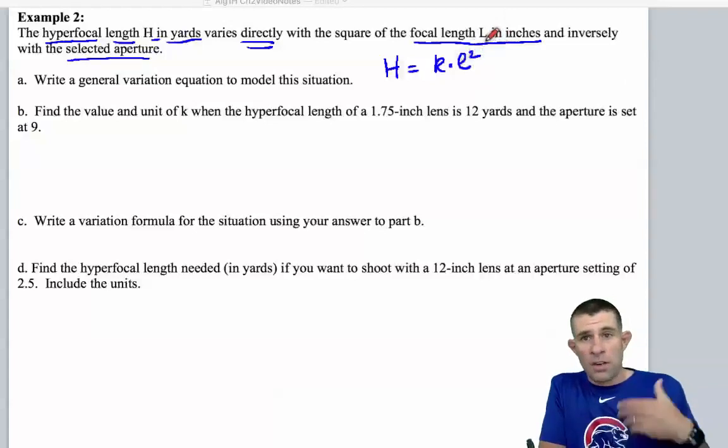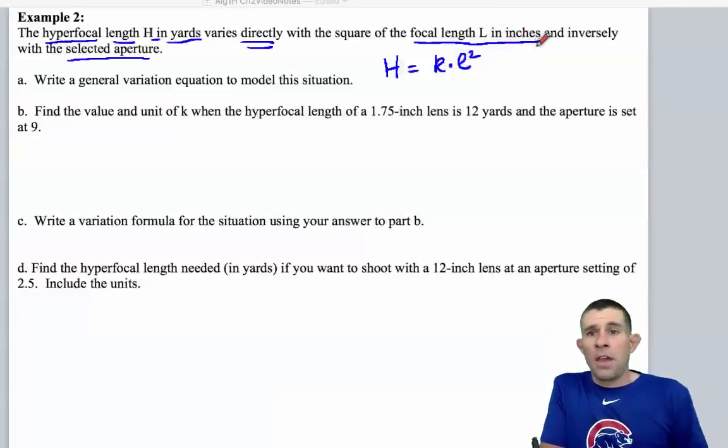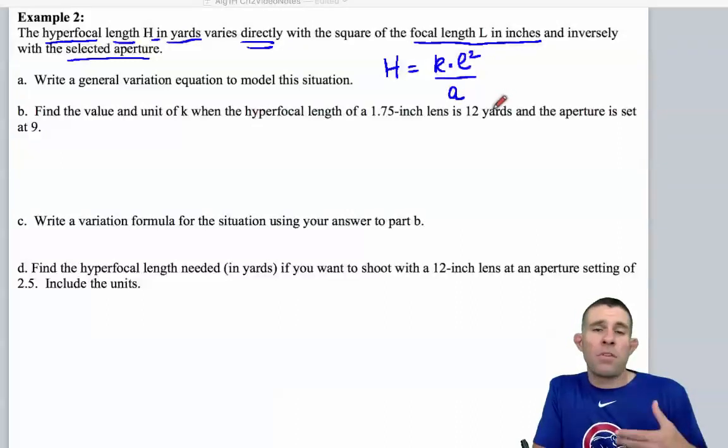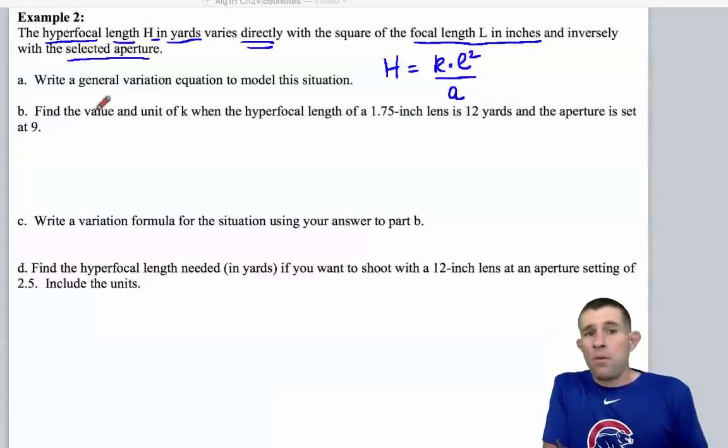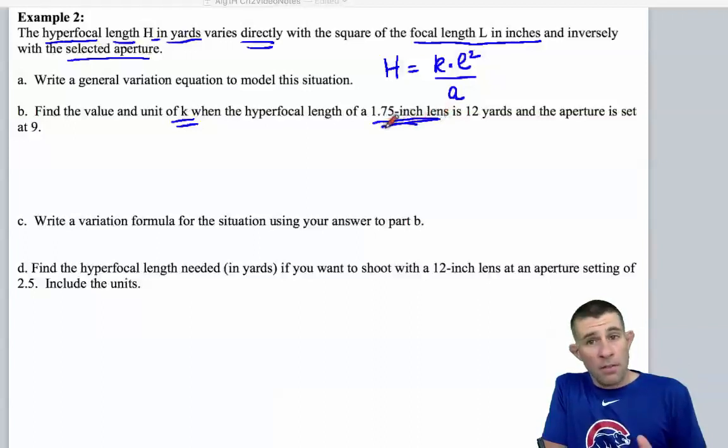L will be our focal length in inches, and then inversely with our selected aperture. We'll let the letter A represent aperture. Now we want to find a value for the unit of K, our constant of variation, when our hyperfocal length of 1.75 inches, that's for our L, is 12 yards, that's our H, and the aperture is set at 9.